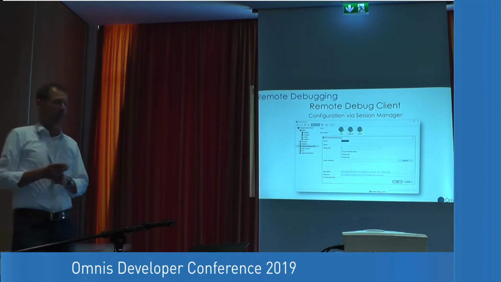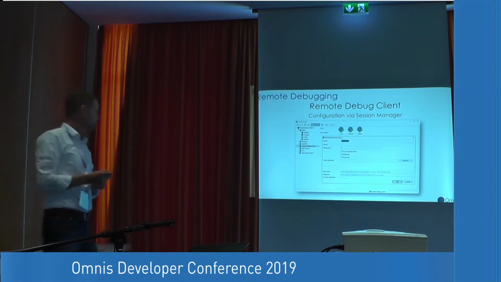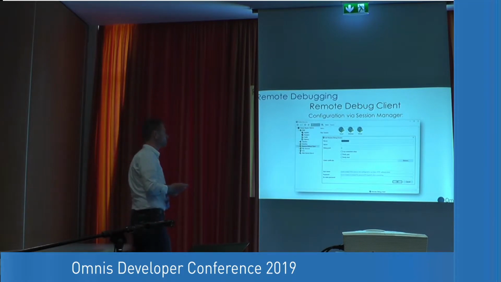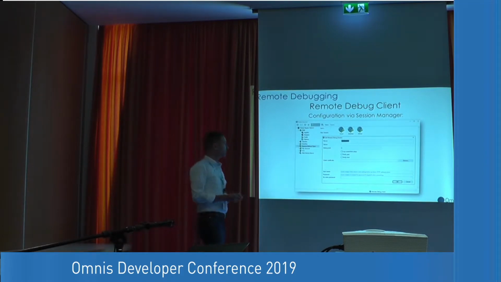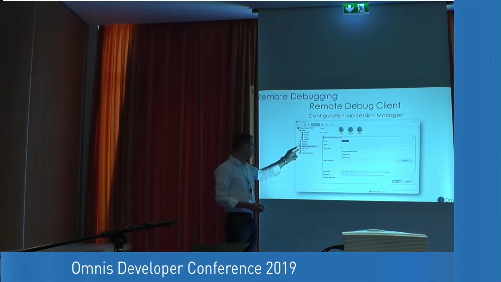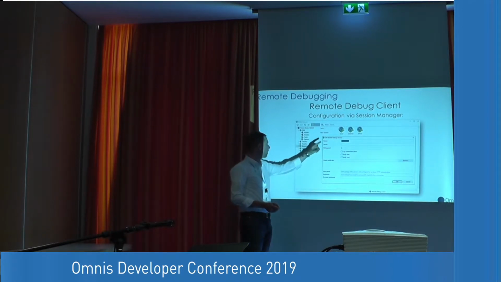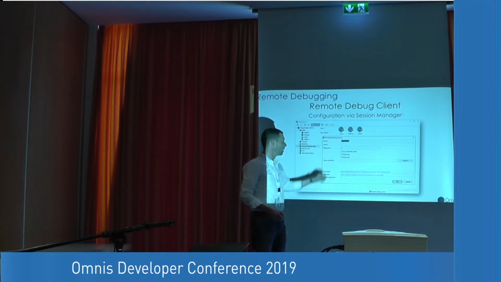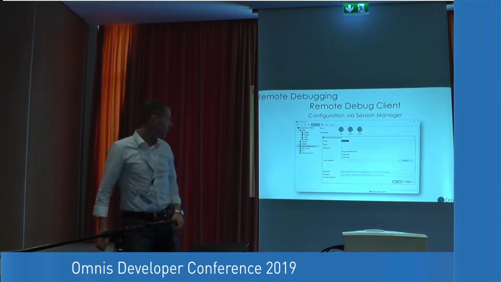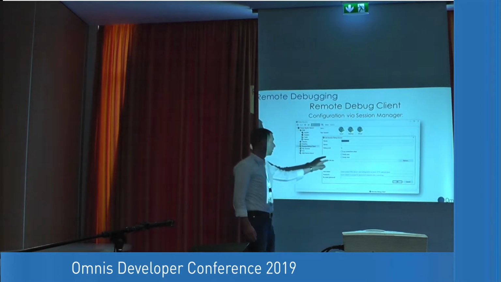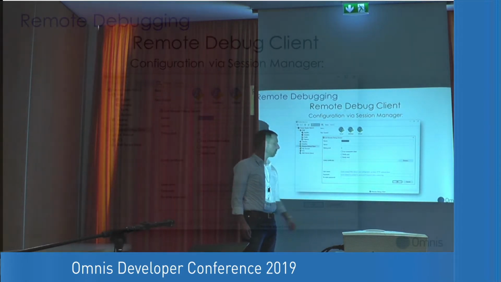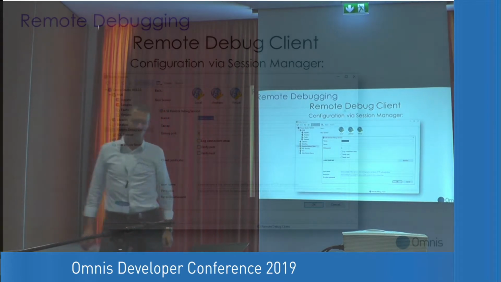The Remote Debug Client is a new tool in your Omnis Studio 10 Development Edition. It can be accessed here on the left side in the remote debug client, and here you can then create new remote debug sessions and open these sessions. And of course, you need to enter the details you have specified on the remote debug server.